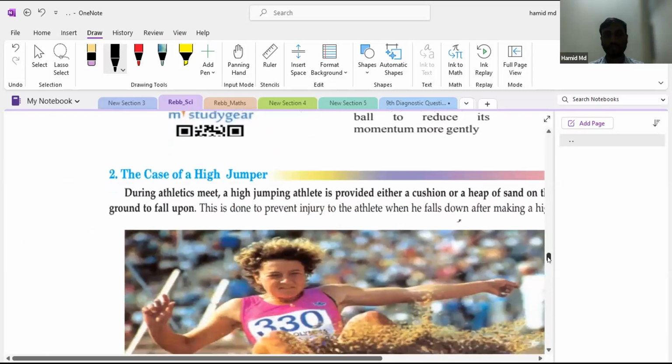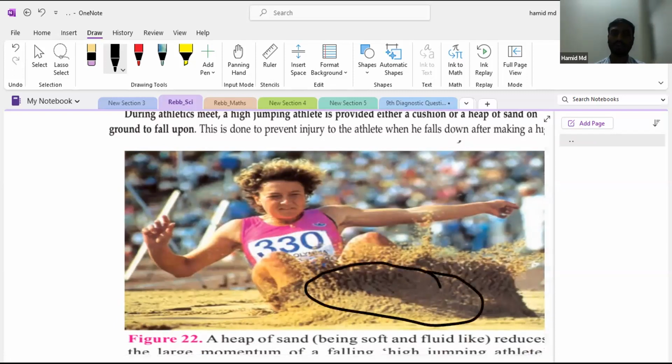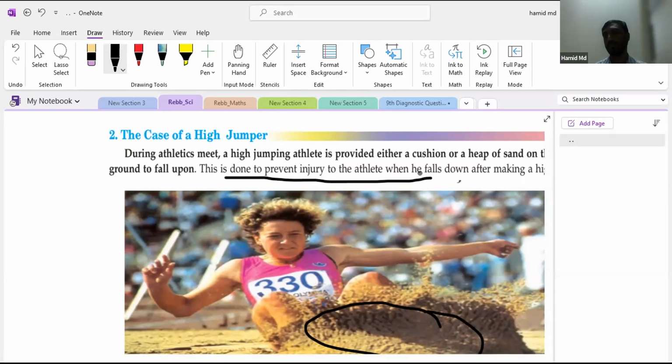Another thing is that in high jump, this is the sand. When an athlete jumps, the sand is there to prevent injury to the athletes.